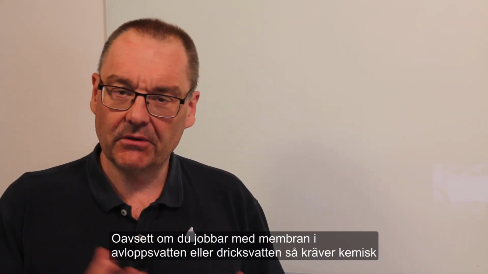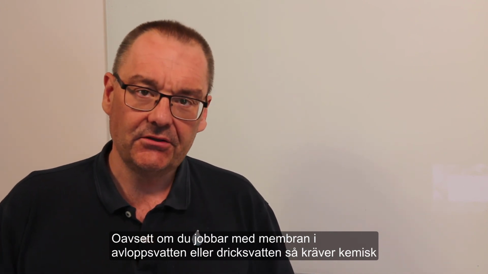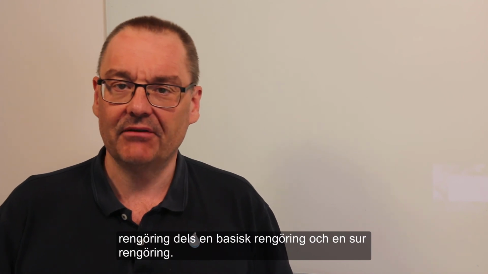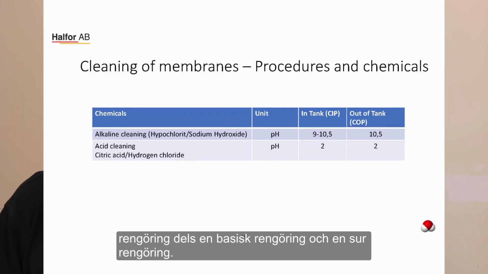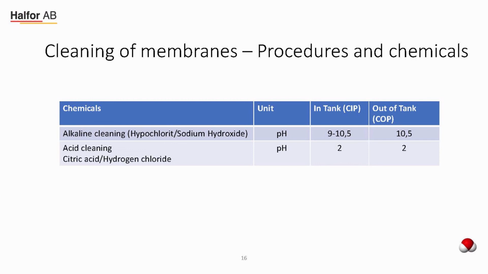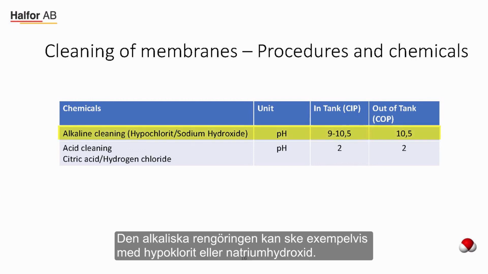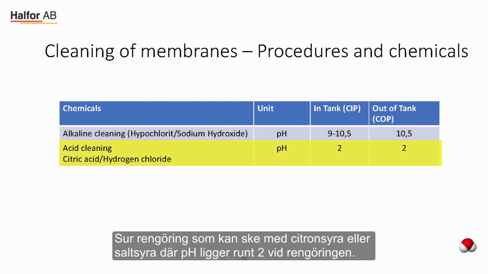Independent of whether you work with wastewater and the MBRs, or if you're working with drinking water, when you clean membranes chemically, you need to have an acid and an alkaline cleaning. Let's have a look at this picture for the MBR system and the chemical cleaning. The alkaline cleaning is done with hypochlorite, sodium hydroxide, and the pH will be elevated, that is 9 to 10.5. Then acid cleaning, normally done with citric acid or hydrogen chloride, and of course a low pH around 2.